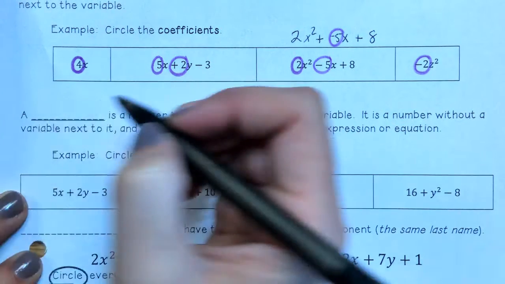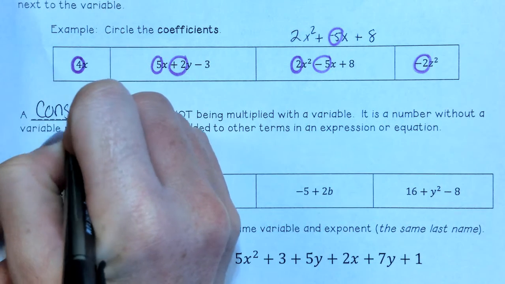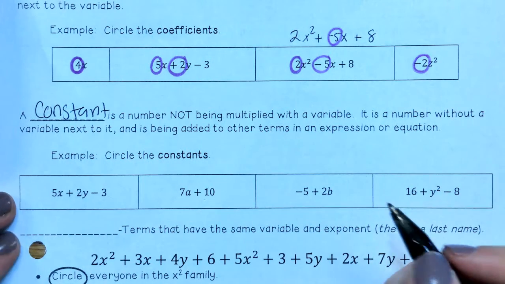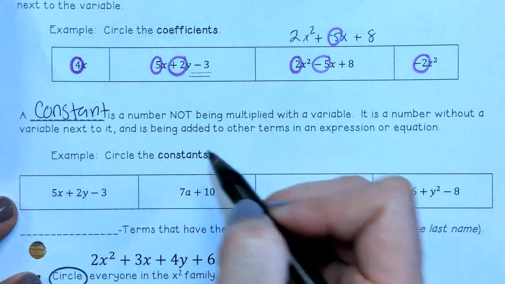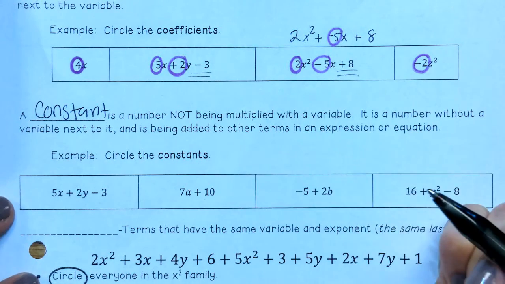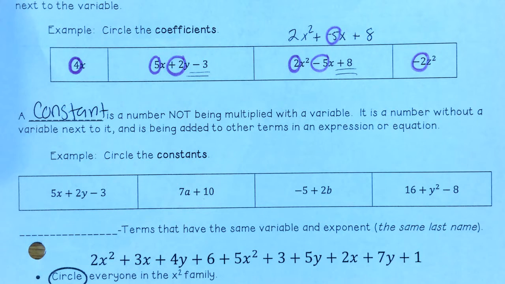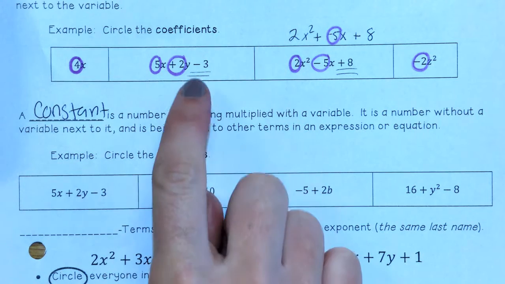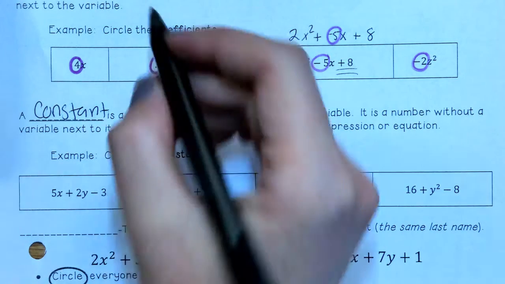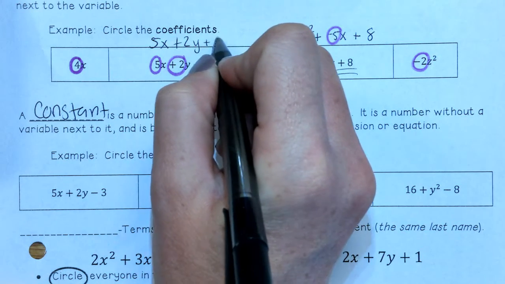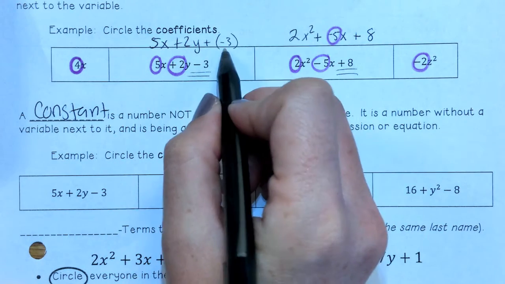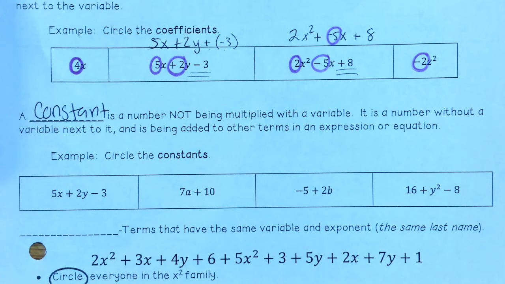Like I said before, a constant is the number not being multiplied with a variable. So it's a number just by itself, like that negative 3, like that 8. Our constants are being added to other terms in an expression or an equation. So our constant is negative 3 because this is the same as 5x plus 2y plus a negative 3. So it's a negative 3 that is being added to those other terms.